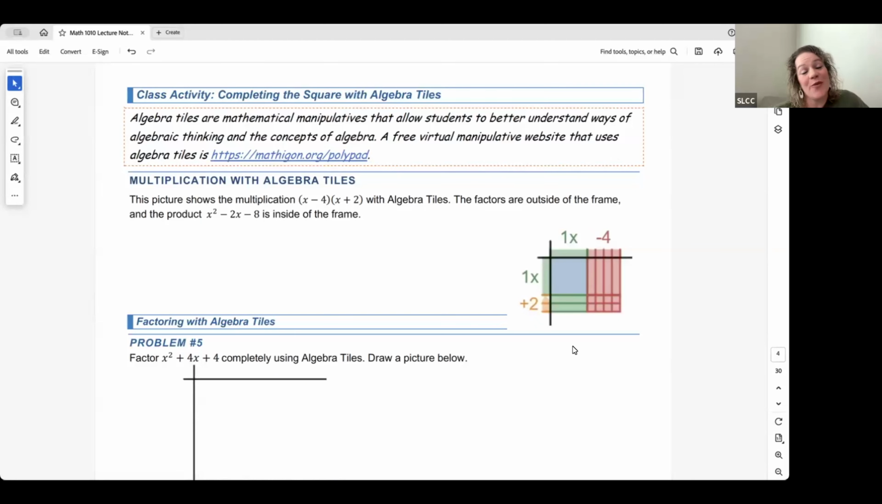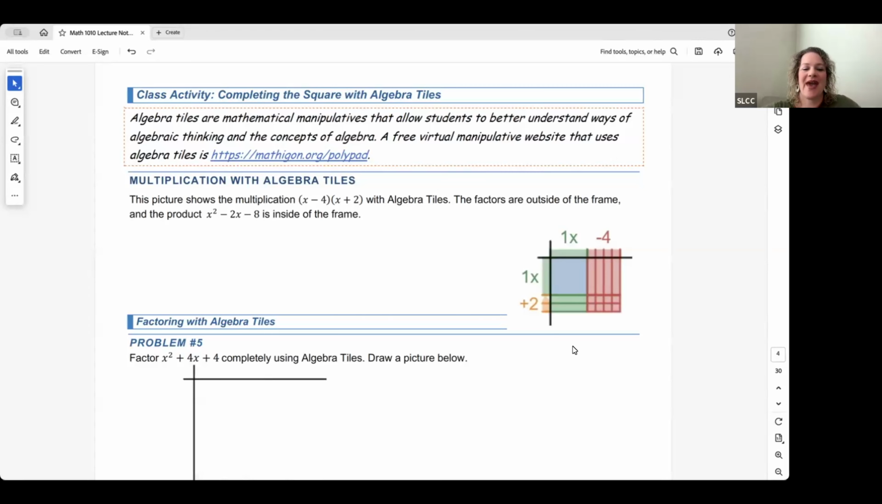Hello, everyone. Today we're going over section 6.1, solving quadratic equations using the square root property and completing the square. In this video, we'll go over the class activity a little bit so you can get a preview of that, and we'll look at problems number 5 and number 6.